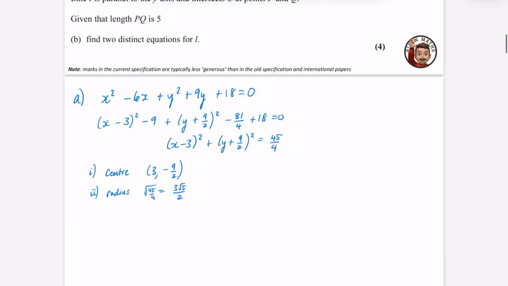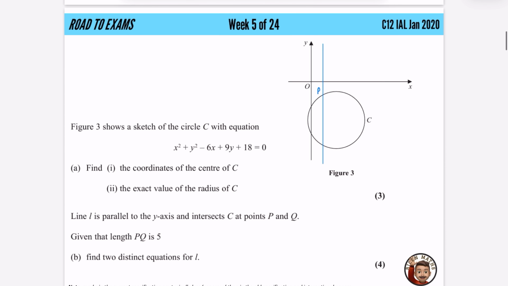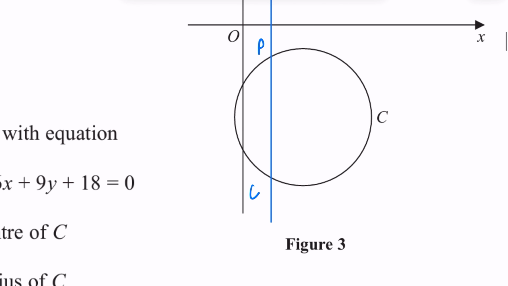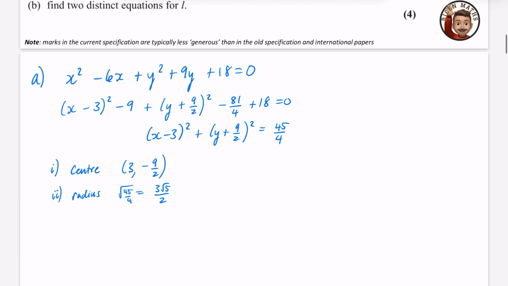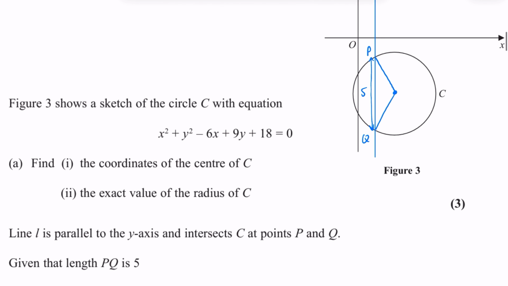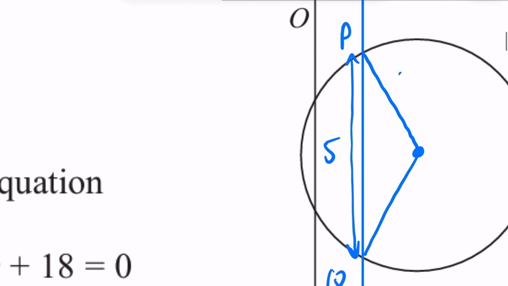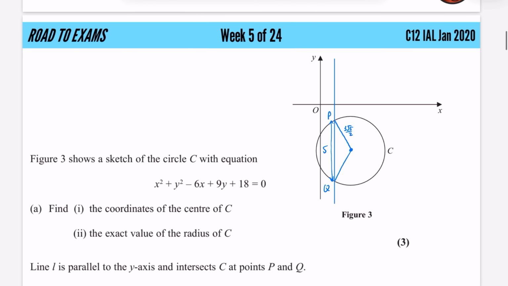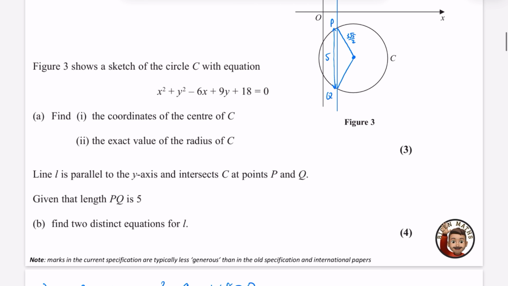So if this is P and this one is Q, they've just told us that the length from here to here is 5. We also have the center of the circle, and often it's really useful to include things like a radius, because that helps us visualize what's going on. And the radius, we have just said, is 3 root 5 over 2. What am I even trying to find out for this question? I'm trying to find out the two distinct equations for L.